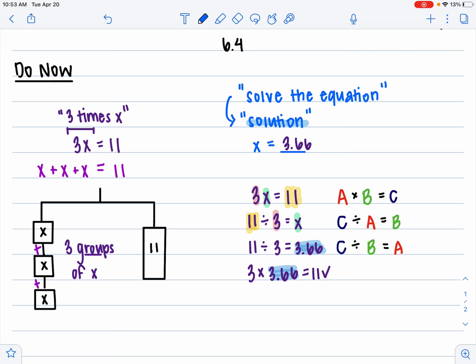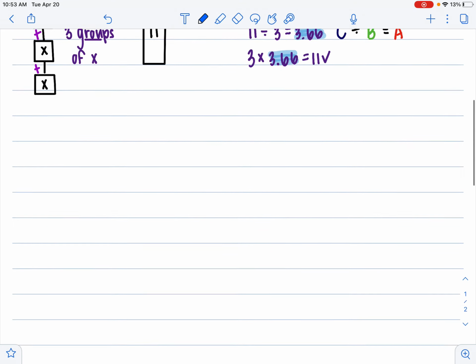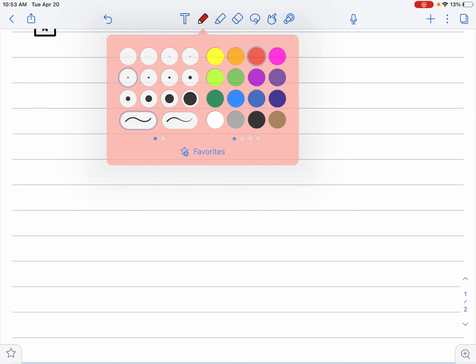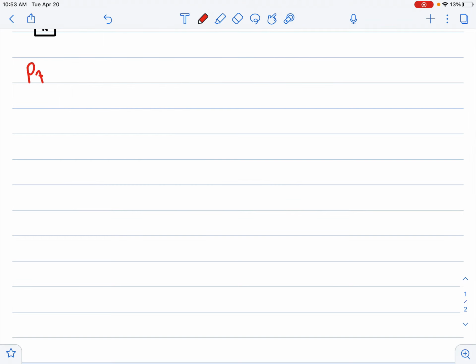If you're making up for missing class, at this point in the notes, I would suggest that you pause the video and try Desmos slides 7 and 8.